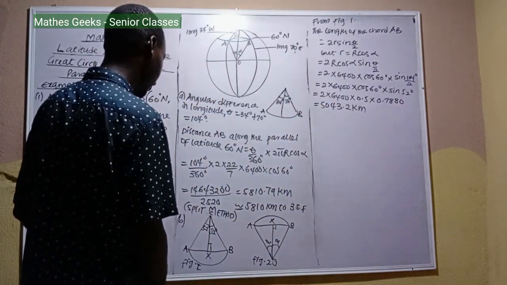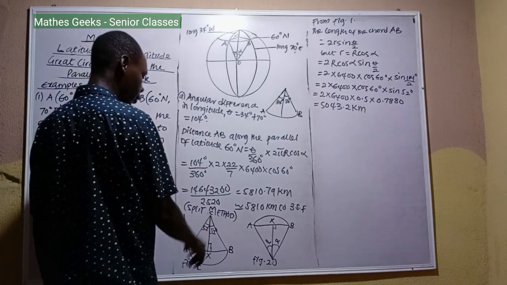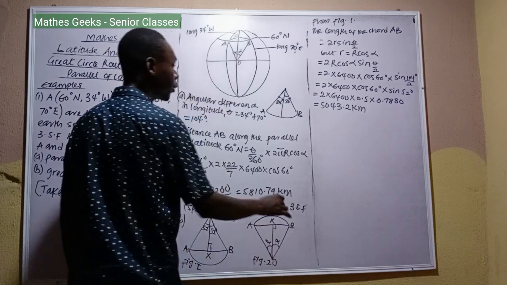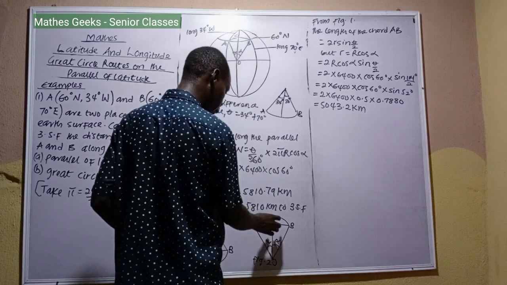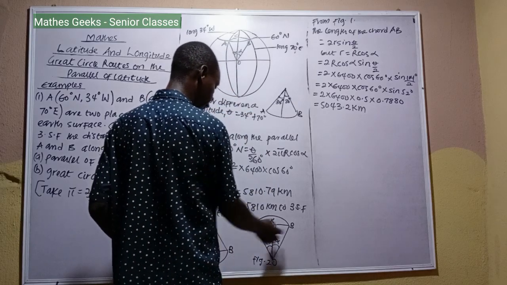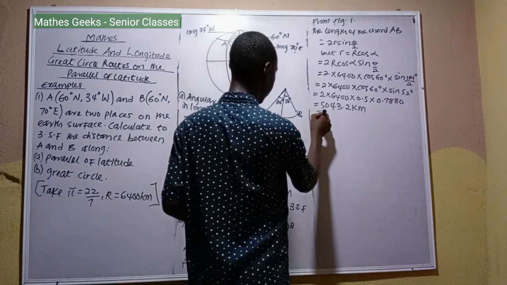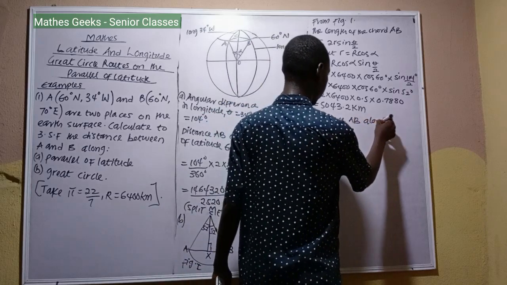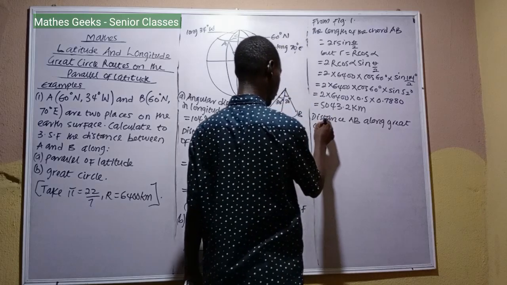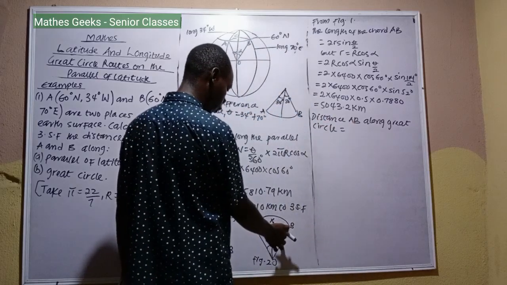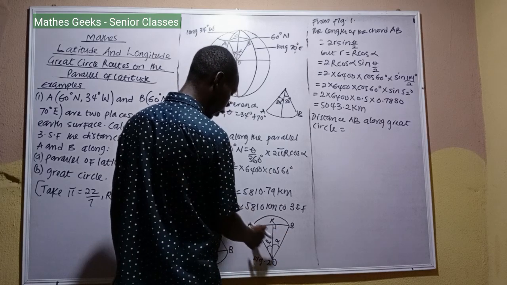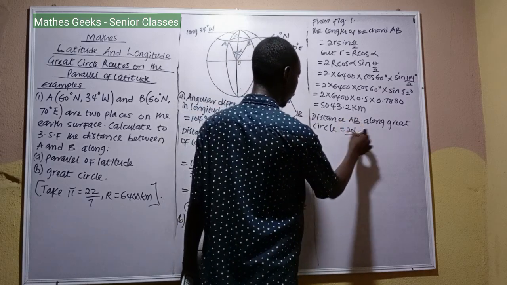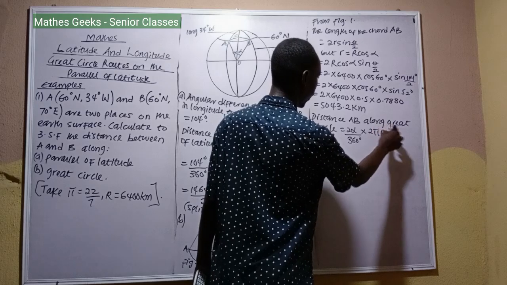Now we're told to calculate the distance between AB along the great circle. So along the great circle, this value here will be useful because we still have the same length of chord AB in the great circle route. But before we do so, this length of the chord is in figure 1, in figure 2. First things first, we're going to say distance AB along a great circle is equal to, we're going to get the total angle from B, that's angle AOB, which is equal to 2 alpha over 360 degrees times 2 pi r.